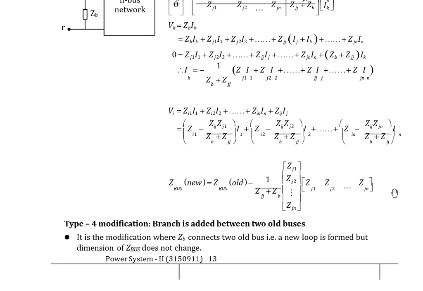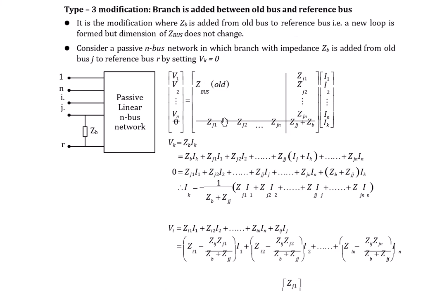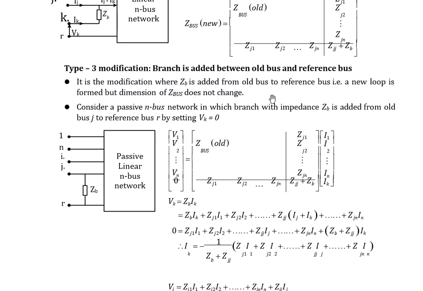Okay, so these are all the things. If we want Z bus new, then we can get it like this: Z bus old minus 1 upon Z JJ plus Z B, and this is the matrix for Z J1 to Zn, and this is the matrix for Z J1 and Z J2. So this is another form of matrix representation. We can also put this. We can either use this for this matrix, or we can use this. So this is the third type of modification, where we add the branch between old bus and reference bus.